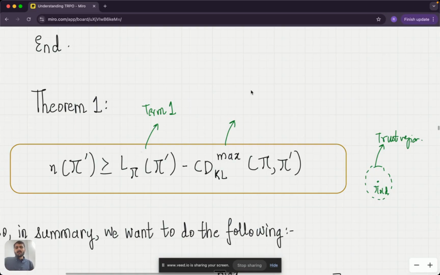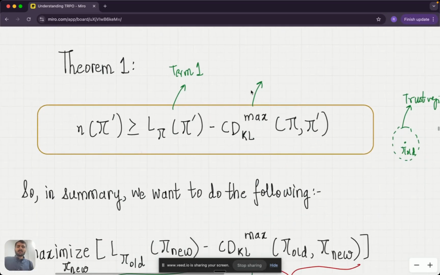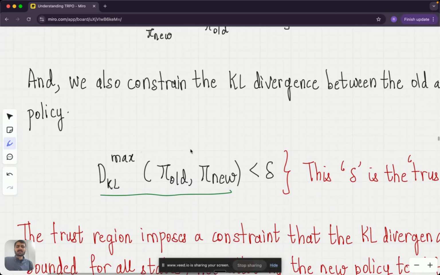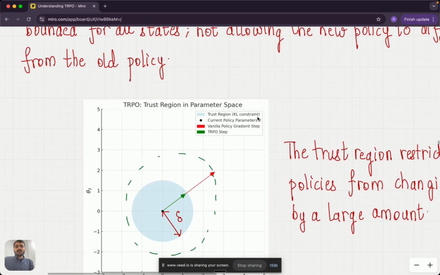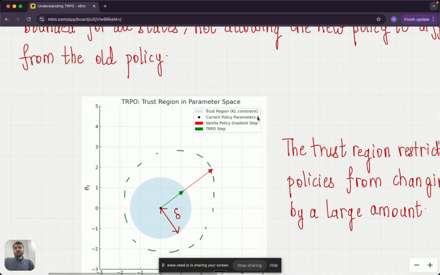And there is another way of representing the same, which is by just including this in the objective function and then including the KL divergence as a constraint. So this becomes a constrained optimization problem because we have an expression that we want to maximize under a specific constraint, which tells us that the new policy cannot move away from the old policy that much. It can only move away within a specific distance, which is denoted by delta.